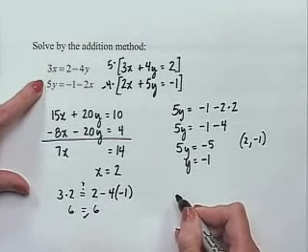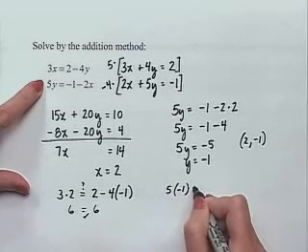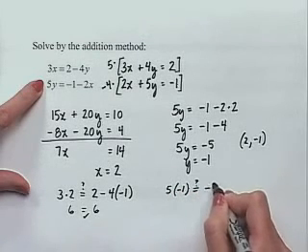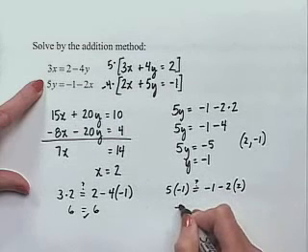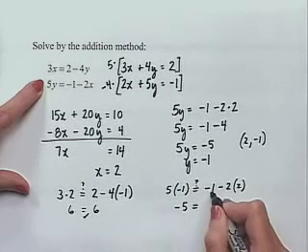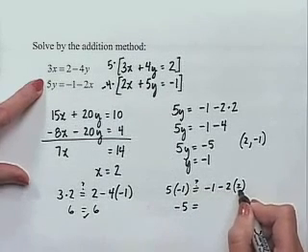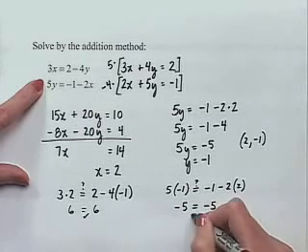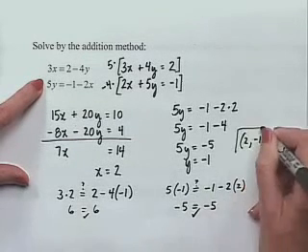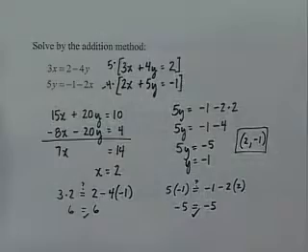Let's just try it in the second one. We're going to have 5 times negative 1. We want to see whether that equals negative 1 minus 2 times 2. 5 times negative 1 is negative 5. And on the right-hand side, negative 1 minus 2 times 2, which would be negative 1 minus 4, is also equal to negative 5. So it does check. Our solution to the system is the point (2, negative 1).